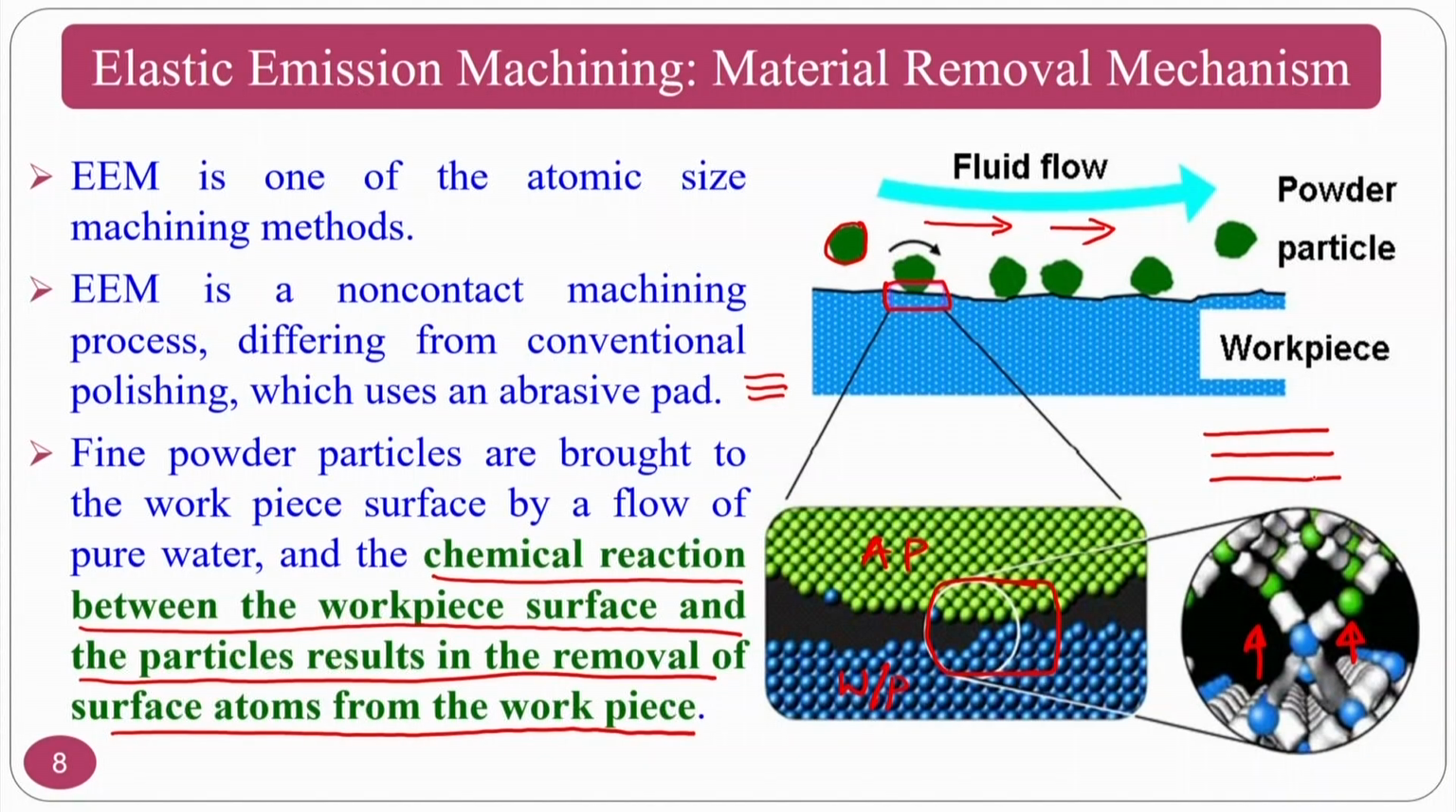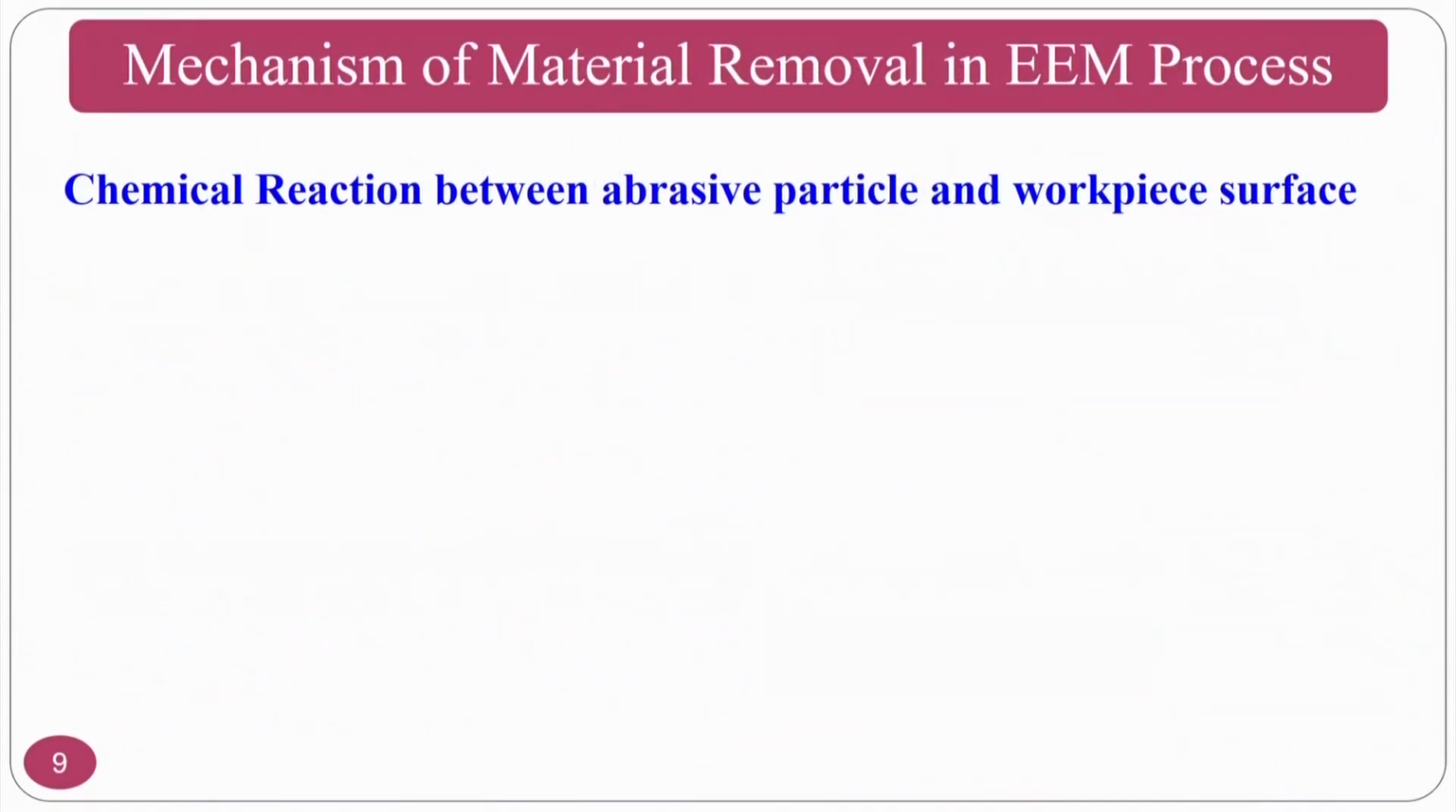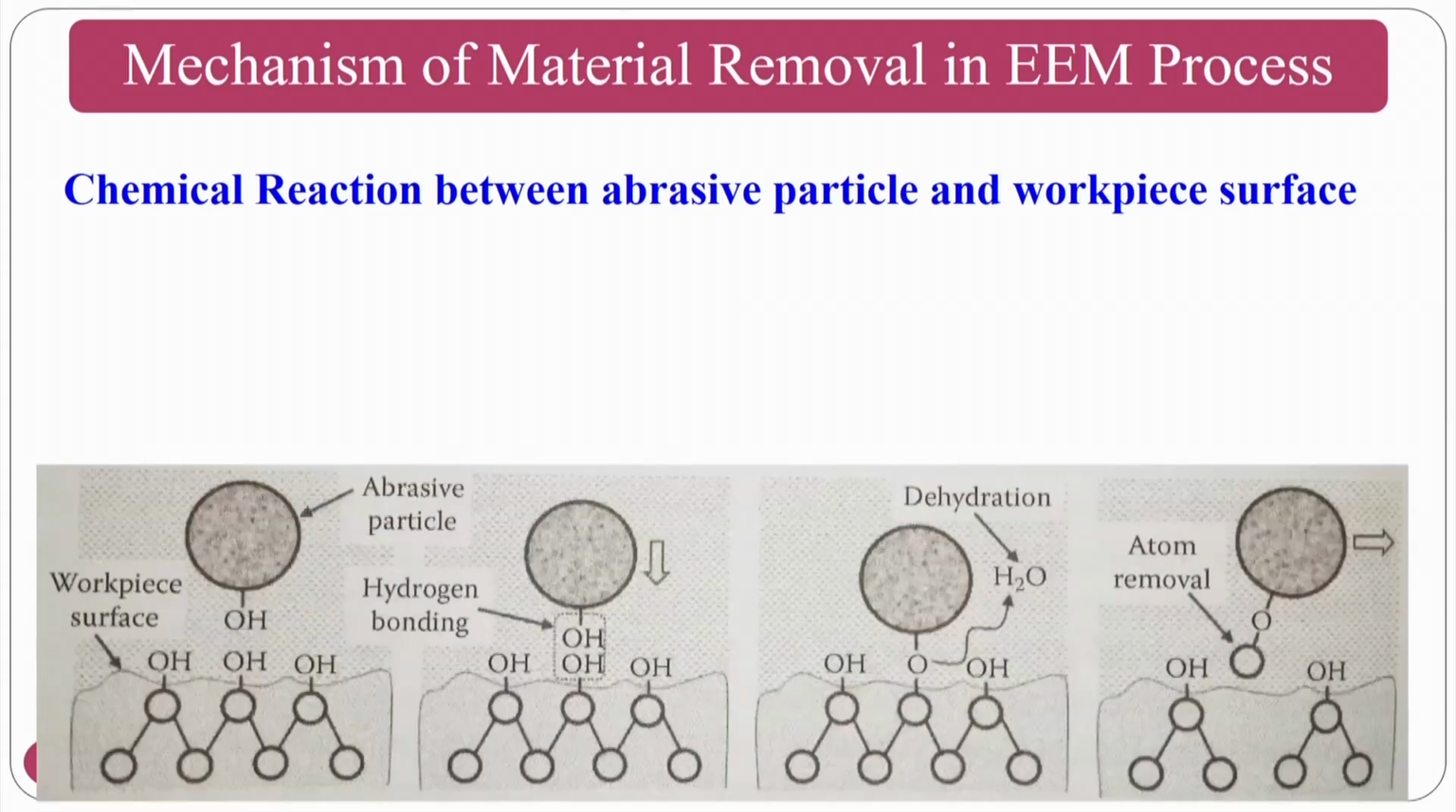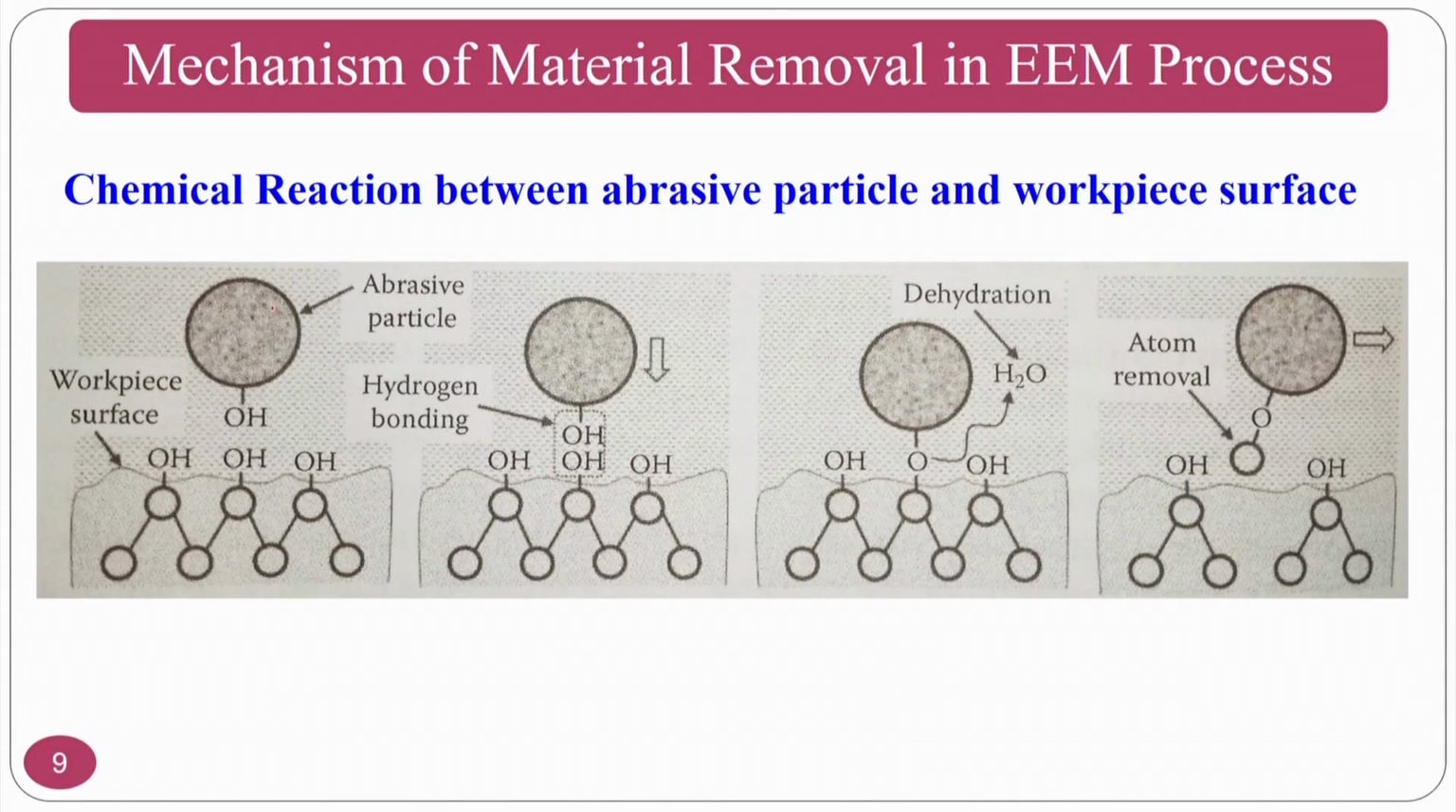So, you are going to get a better surface finish without the mechanical shearing action. Mechanism of material removal: if you see the chemical reaction between the abrasive particle, in case 1, what is happening is there are water molecules which are part of your abrasive slurry. This water molecule has an OH group, and at the same time, on the surface of the workpiece, the abrasive slurry is moving.